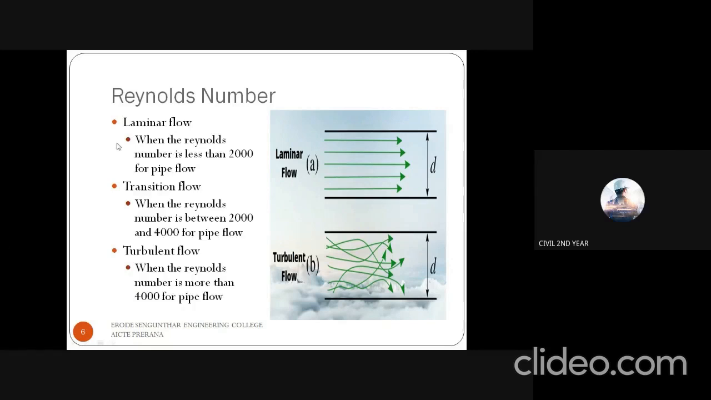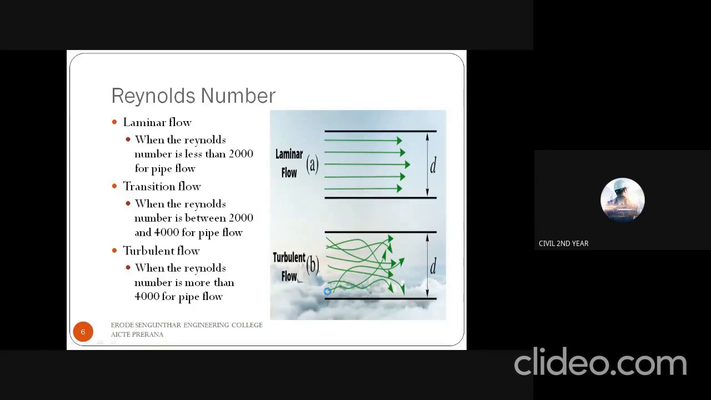When the Reynolds number is less than 2000 for a pipe flow, we can say it is laminar flow. Let me show you on pictures here. In laminar flow, the fluid flows layer by layer, smoothly. Whereas transition flow is when the Reynolds number is between 2000 and 4000 for pipe flow. Whereas turbulent flow is when the Reynolds number is more than 4000.